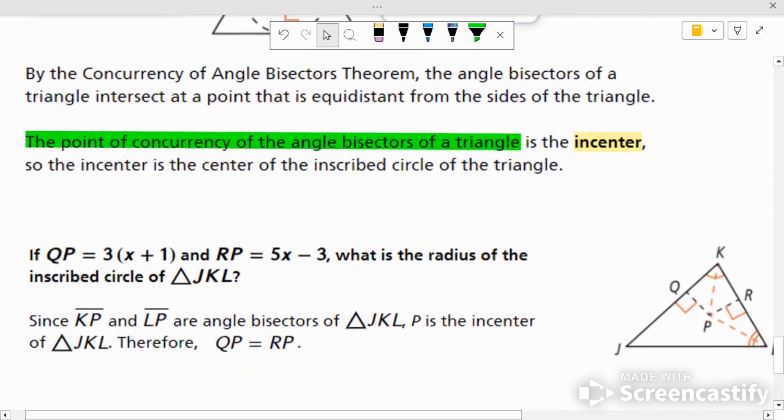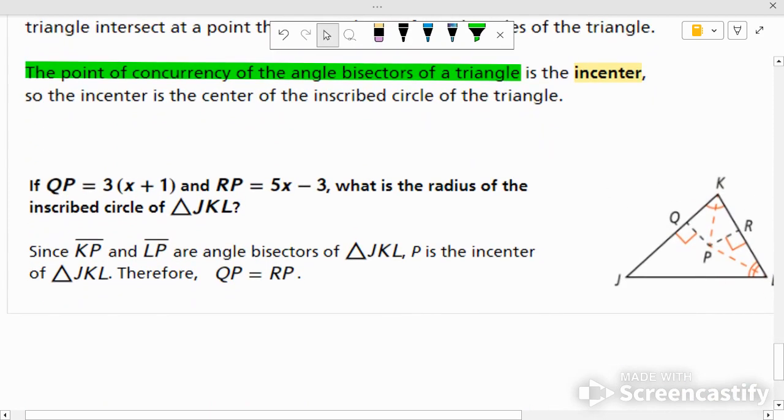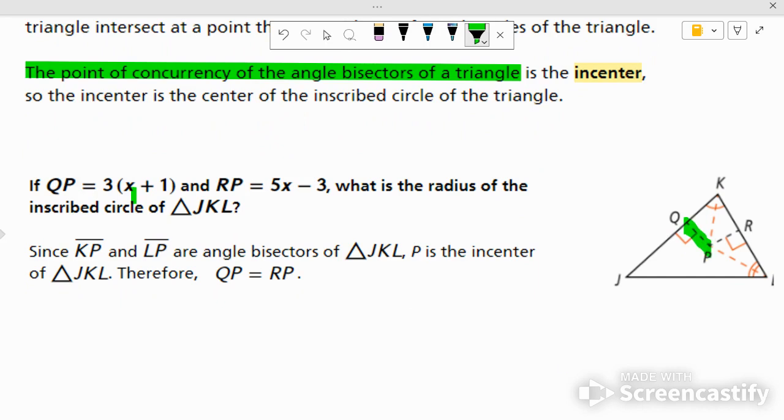All right. So what kind of problems will we see with this? Well, it says if QP, this distance right here, is 3 times x plus 1, and RP, this one right here, is 5x minus 3. And these are angle bisectors here.